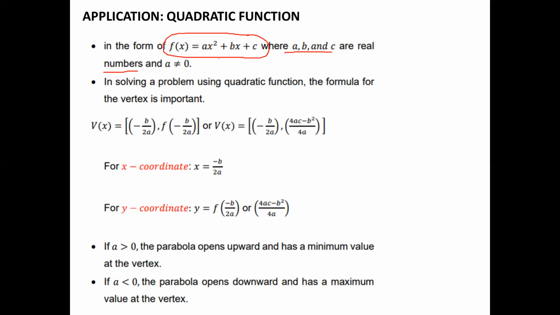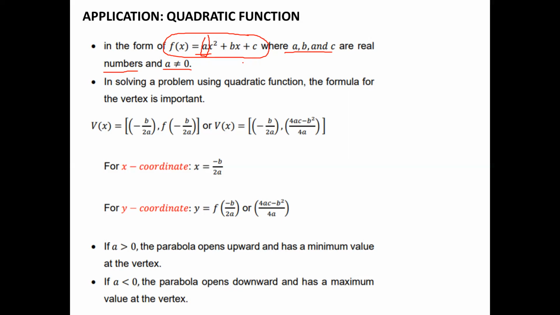Ano bang ibig sabihin nun? Kailangan ang value nito, yung coefficient ni x square, hindi pwedeng maging zero yan. Dahil kapag naging zero yan, hindi na yan quadratic. Magiging linear function na siya. So bawal at hindi pwede na ang value ng A natin is zero sa isang quadratic function. Dahil kung hindi siya magpa-function as a quadratic, but as a linear.